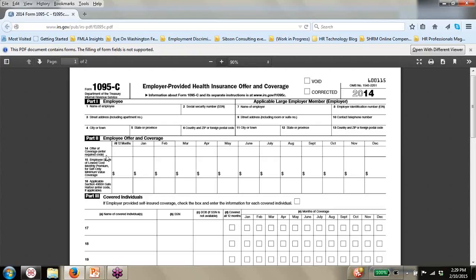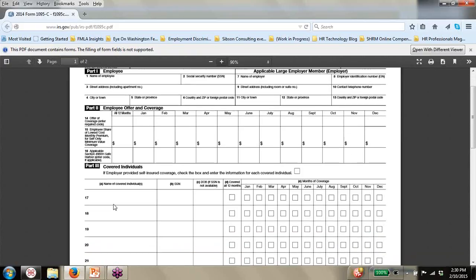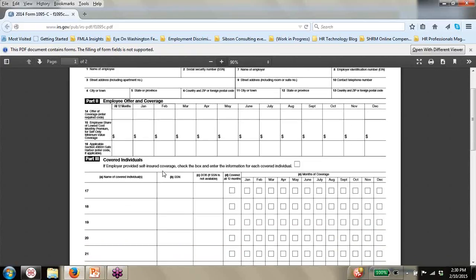Offer of coverage. Now see, it says enter required code. If you offered somebody coverage for all 12 months, there's a code that goes there. But if you had somebody hired in April and you didn't offer them coverage till June, then you would only put codes in these months. Again, the employee's share of lowest cost monthly premium for self-only minimum value coverage. And then safe harbor. If you used a safe harbor to determine affordability, this is where you would put that with a code.